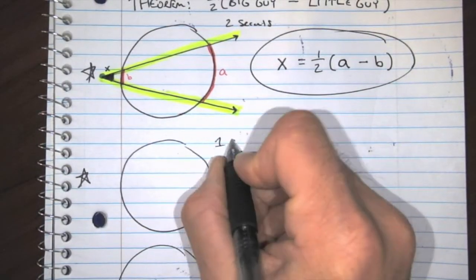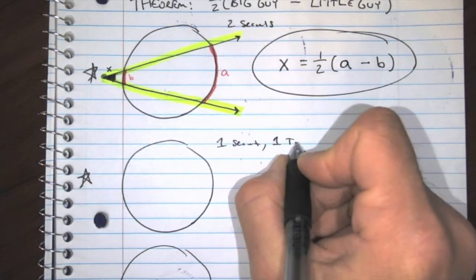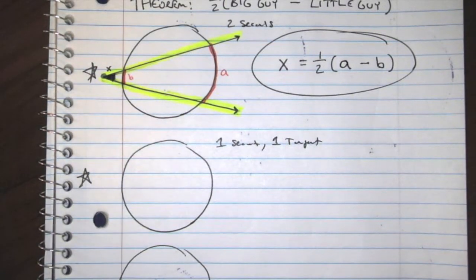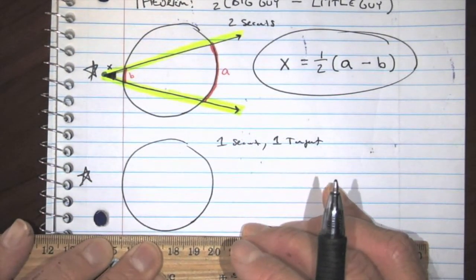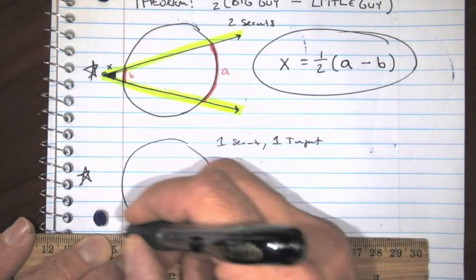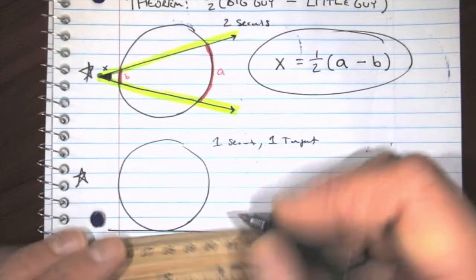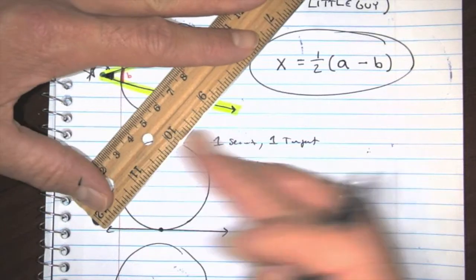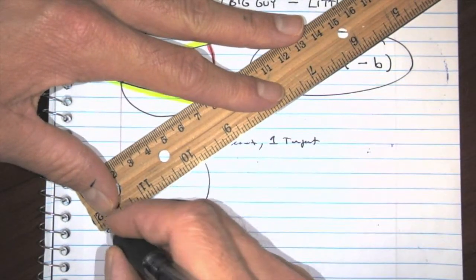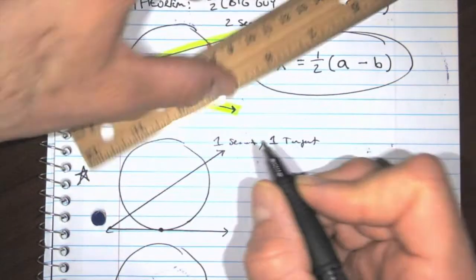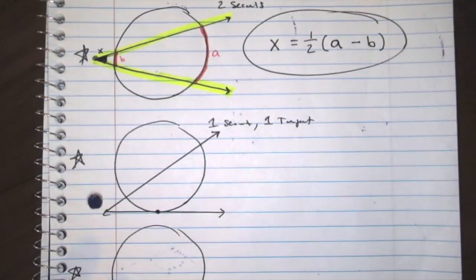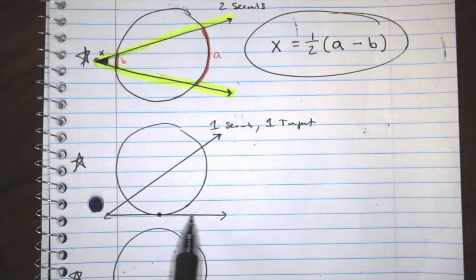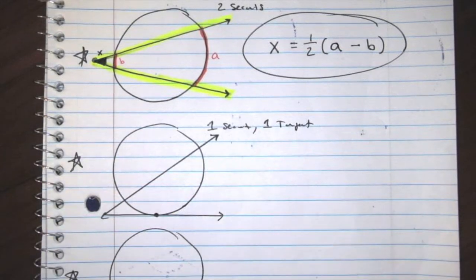Second one down here, I'd like you to make 1 secant, and I'd like you to make 1 tangent. So it looks very similar, but a little different. I'm going to start off with my tangent. Okay. And then I'd like you to make a secant. Alright, hopefully you can see where the secant is and the tangent. The secant is the line that goes through. The tangent goes ding, hits the circle at one point. You've got 1 secant and you've got 1 tangent.